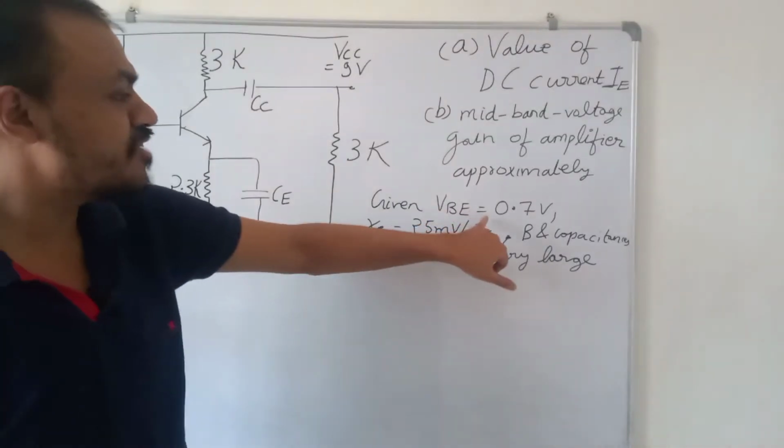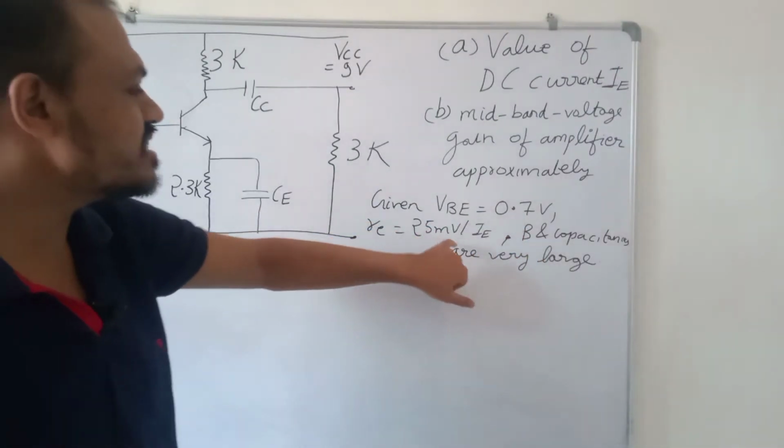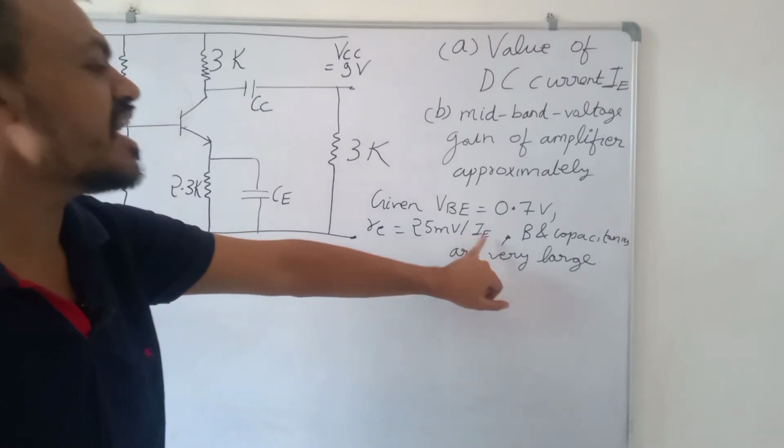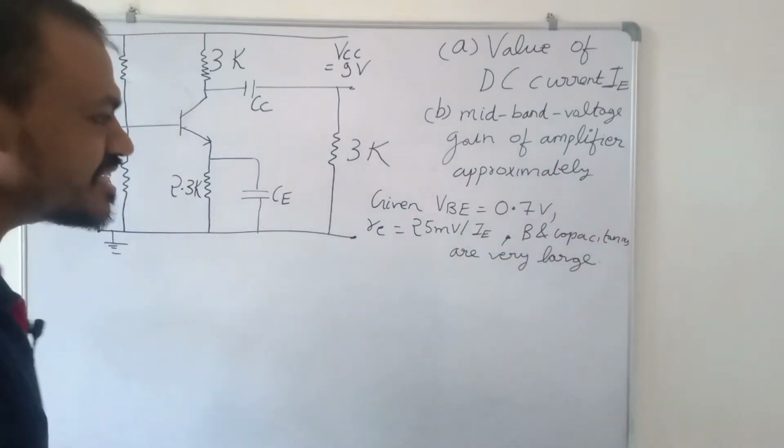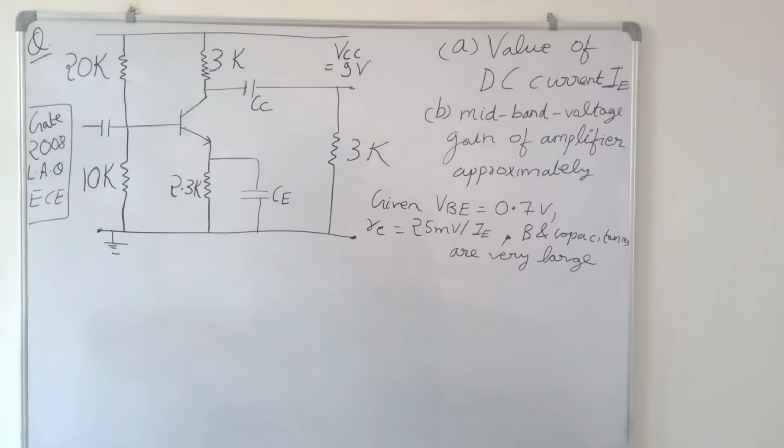And we are given that VBE is 0.7 volt, re is given as 25 millivolt upon IE, and beta and capacitances are very, very large. So this is the data which is given to us. First we have to calculate the DC current IE. For finding the DC current, we have to do the DC analysis.